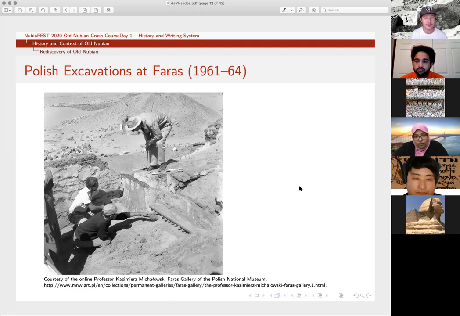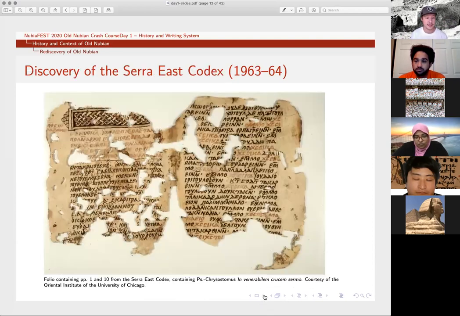And here we see one of the biggest discoveries during those excavations, which is the discovery of Faras, a major town, if not the capital of Nubia, with multiple cathedrals and churches, with exquisite wall paintings. And you see one also behind me from that same excavation series. The same excavations also yielded a number of manuscripts, which have been published.